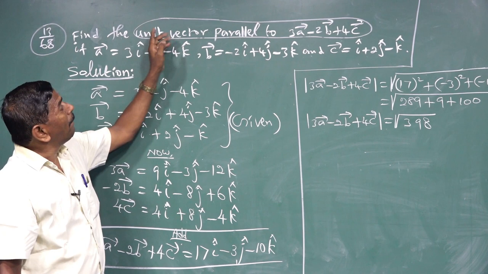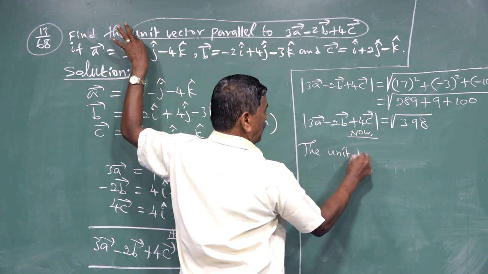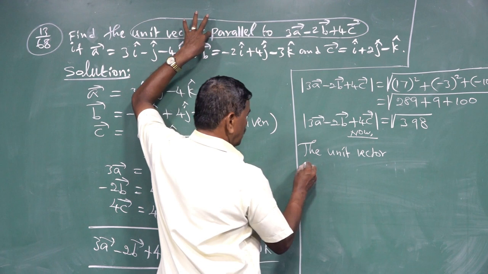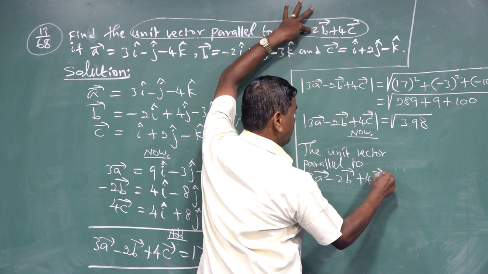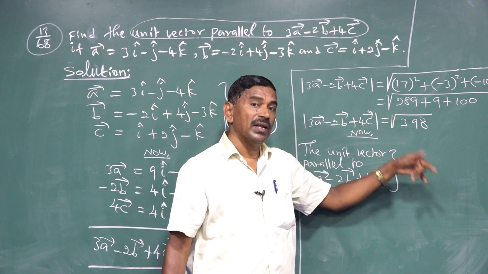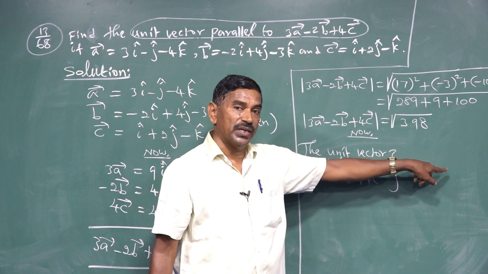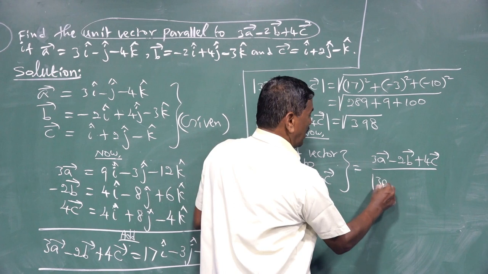See here, start here. Now, the unit vector parallel to 3a vector minus 2b vector plus 4c vector is given by, what is the formula? For example, the unit vector parallel to a vector is given by a vector divided by modulus a vector. Likewise, the unit vector parallel to 3a vector minus 2b vector plus 4c vector is equal to the same vector as it is, that is 3a vector minus 2b vector plus 4c vector, divided by its magnitude, that is modulus 3a vector minus 2b vector plus 4c vector.